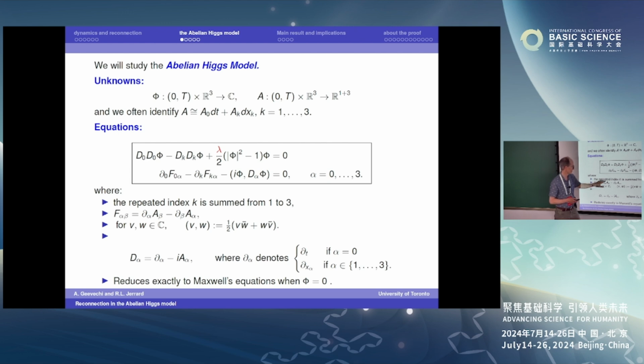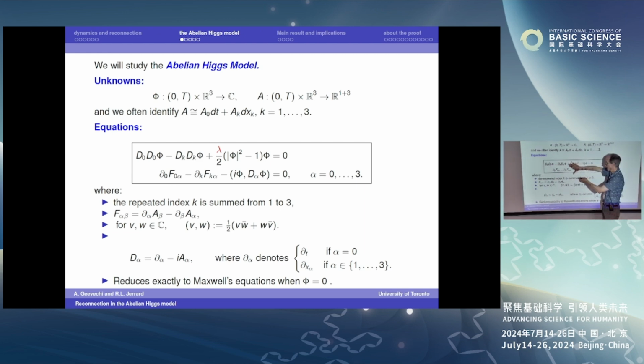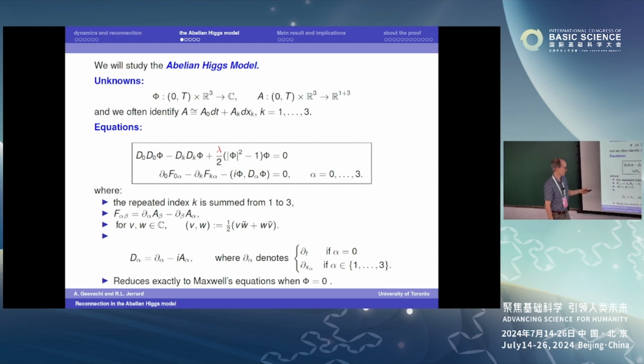If I forget about φ and only look at this equation, then this is exactly Maxwell's equations in a vacuum. So the equation describes a coupling of Maxwell's equations to a current generated by the so-called Higgs field. As I say on the next slide, the main point is that it's a nonlinear equation coupling electromagnetism to this other field.